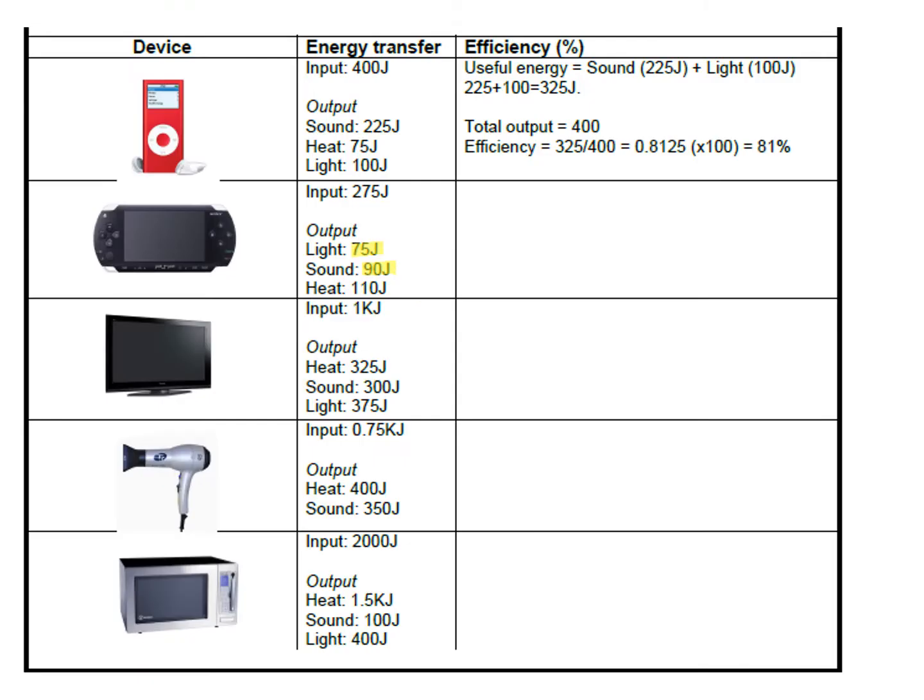Okay, I'm not going to do all of these. I'm going to do one of these. This is a game console, old-fashioned type. So the useful output is light and sound. That's 75 plus 90 divided by the total input, which was 275. So that's 165 divided by 275 equals. Get the old calculator out again. It is 0.6. Okay, 60%. So you can have a go at the rest of those if you like.